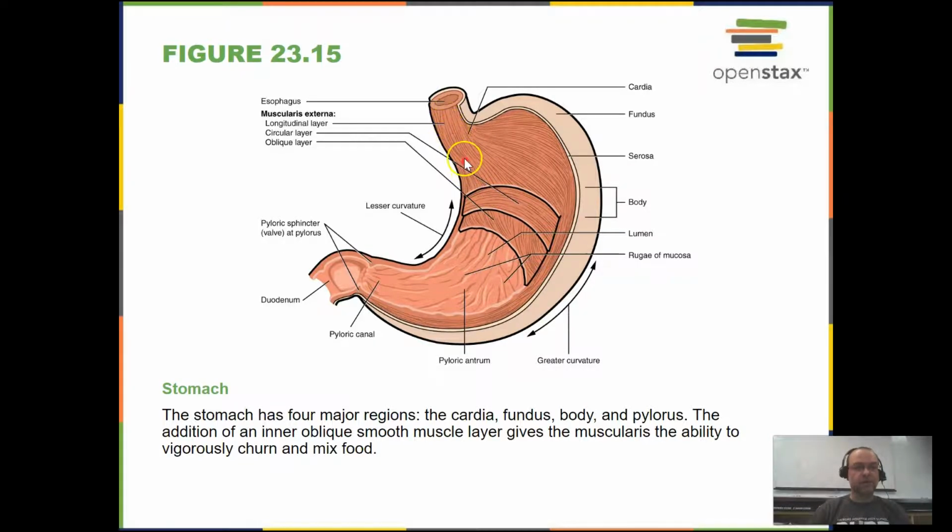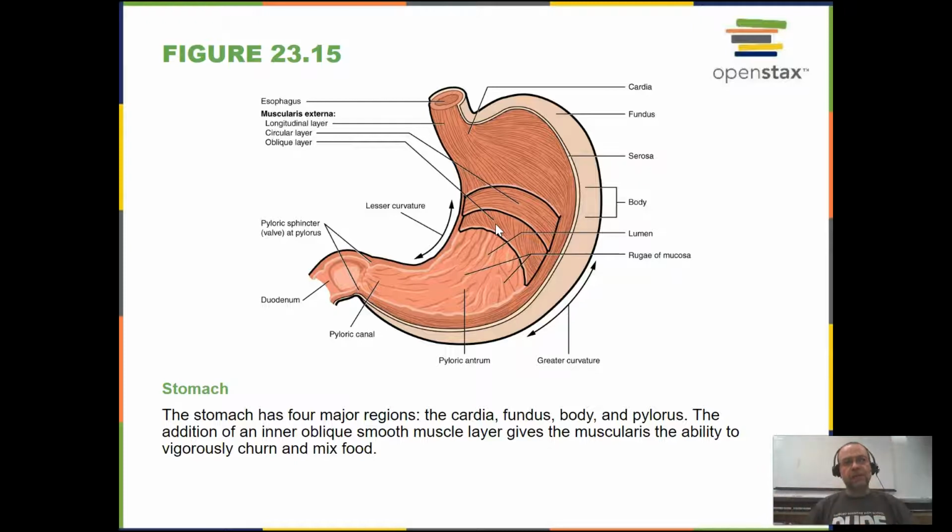We've got longitudinal muscles that run lengthwise. We've got circular muscles that run transversely or in a circular pattern around the stomach. And then lastly, we have oblique muscles. There's a layer of oblique muscles that run diagonally. So it's a combination of all these muscles that allows the food that enters the stomach to mix with gastric juices that we'll talk about in a few minutes and churn back and forth.